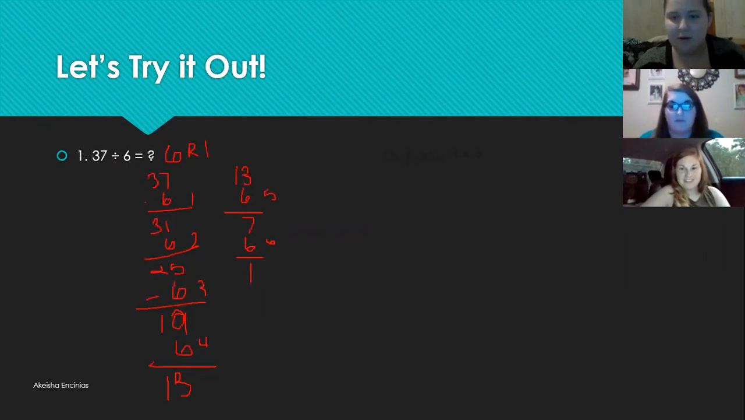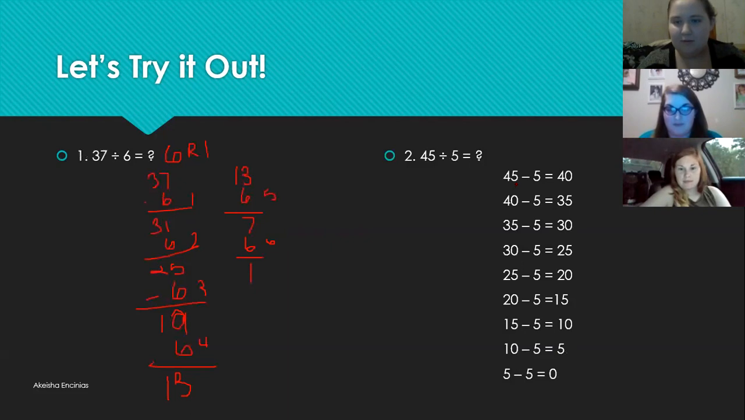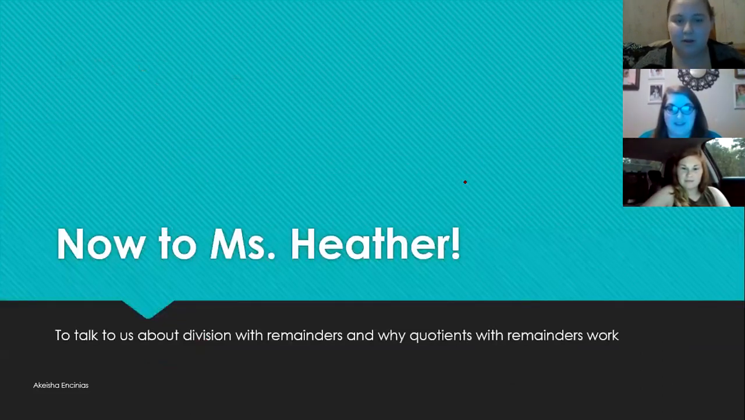All right, let's do one on our own. We have 45 divided by 5. Pause it if you need to, but here comes the answer. See, you work your way down the page. You get 1, 2, 3, 4, 5, 6, 7, 8, and 9, with 0 remainder. So 45 divided by 5, the answer is 9.